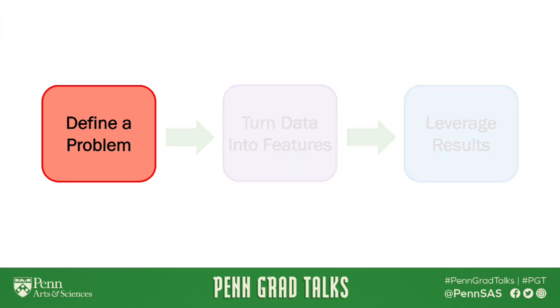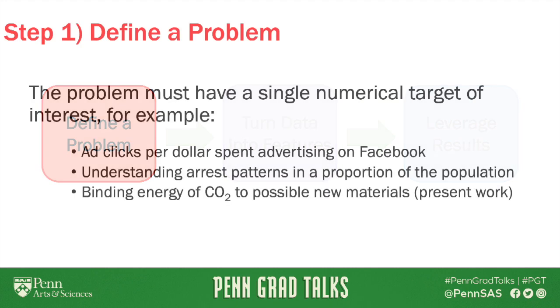So first you need to define a problem that works for this type of analysis. This can be any type of numerical output of interest, so one single numerical variable. For example, you could think of ad clicks per dollar spent advertising on Facebook, or any of the things up on the board, but specifically today I'm going to talk about the binding energy of CO2 for different specific materials. So you can think about your data set as having different samples with one output of interest, and if you can do that, you can put your data into this type of machine learning algorithm.